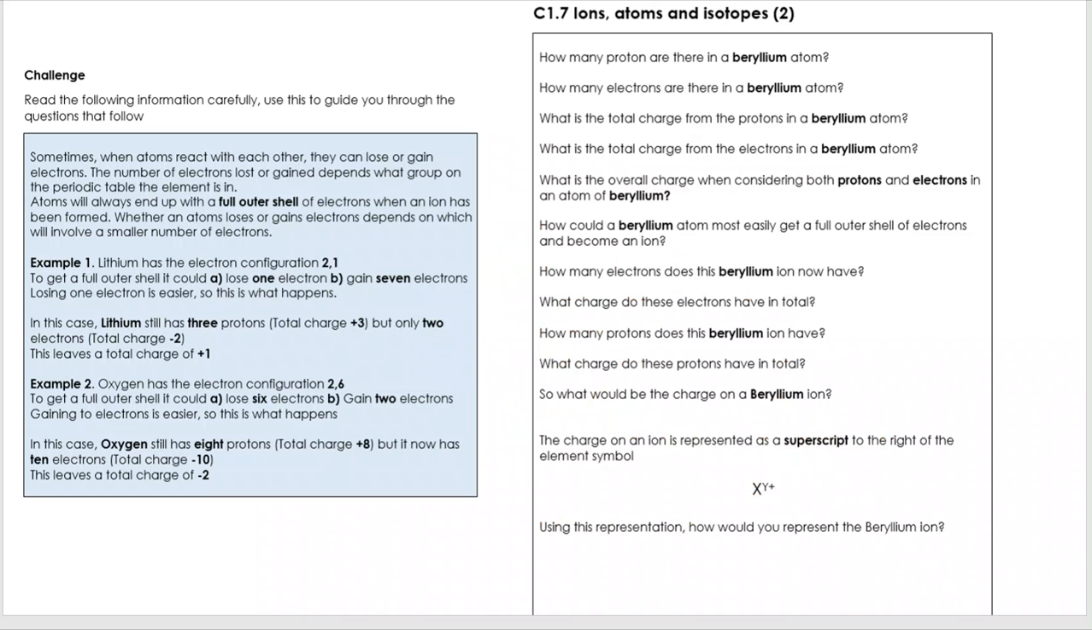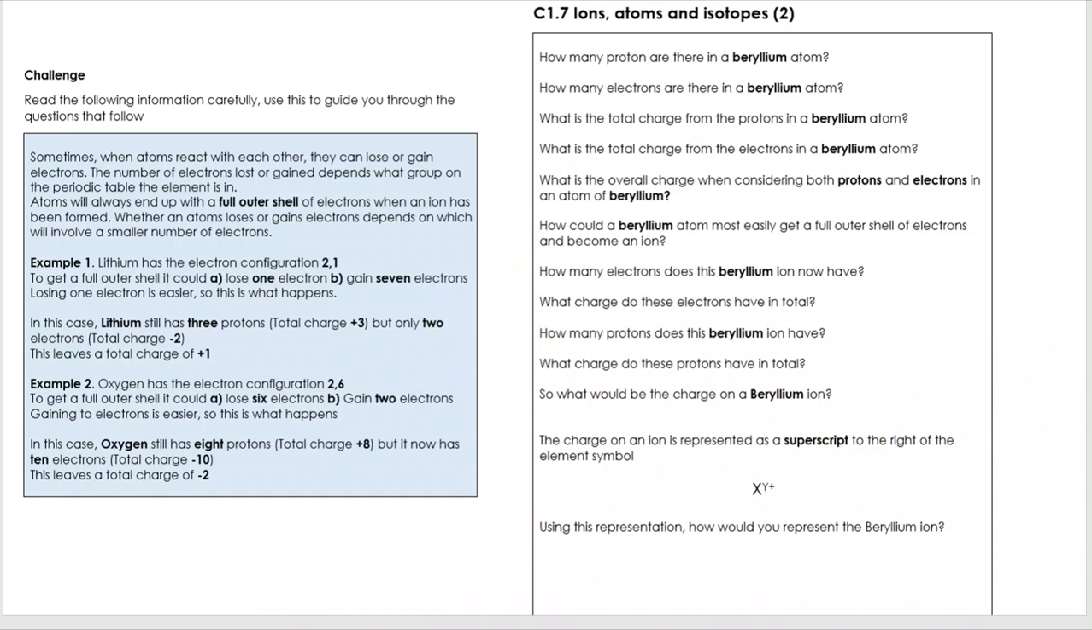Now for this task, I'm going to recommend that you try it. We have the model on the left-hand side and we have got the challenge on the right-hand side. And this is a very long-winded way of understanding why ions have the charge that they have. So pause it, have a read through, and then have a go at the questions on the right.